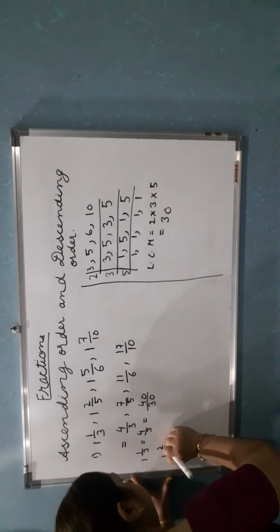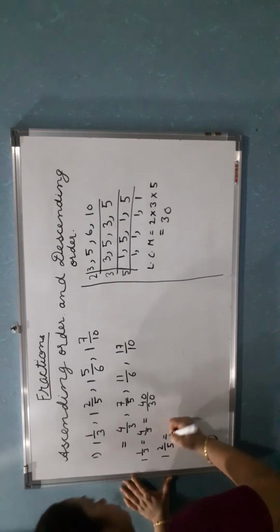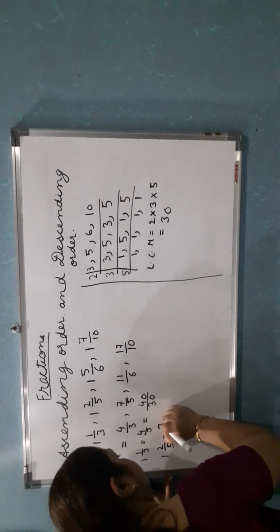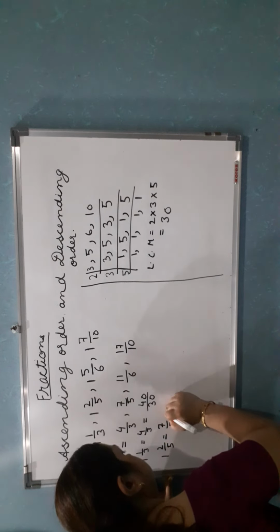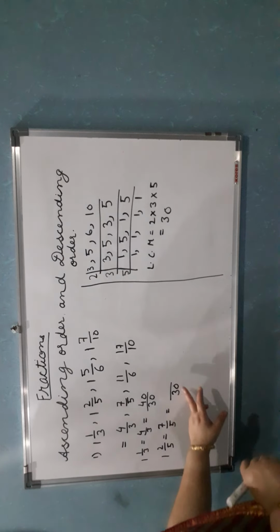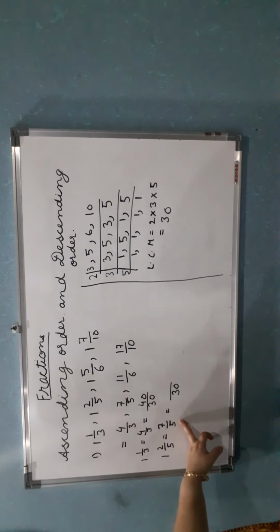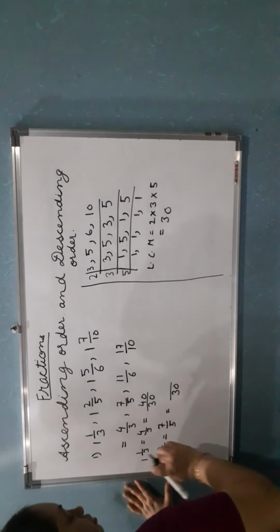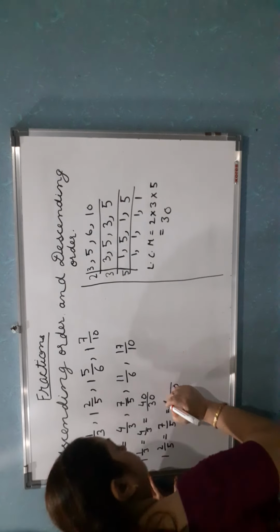Then 1 2 by 5. This will be 7 by 5. Again 30 is the LCM. This divided by 5 is 6. Then 6 multiplied by 7 is 42.